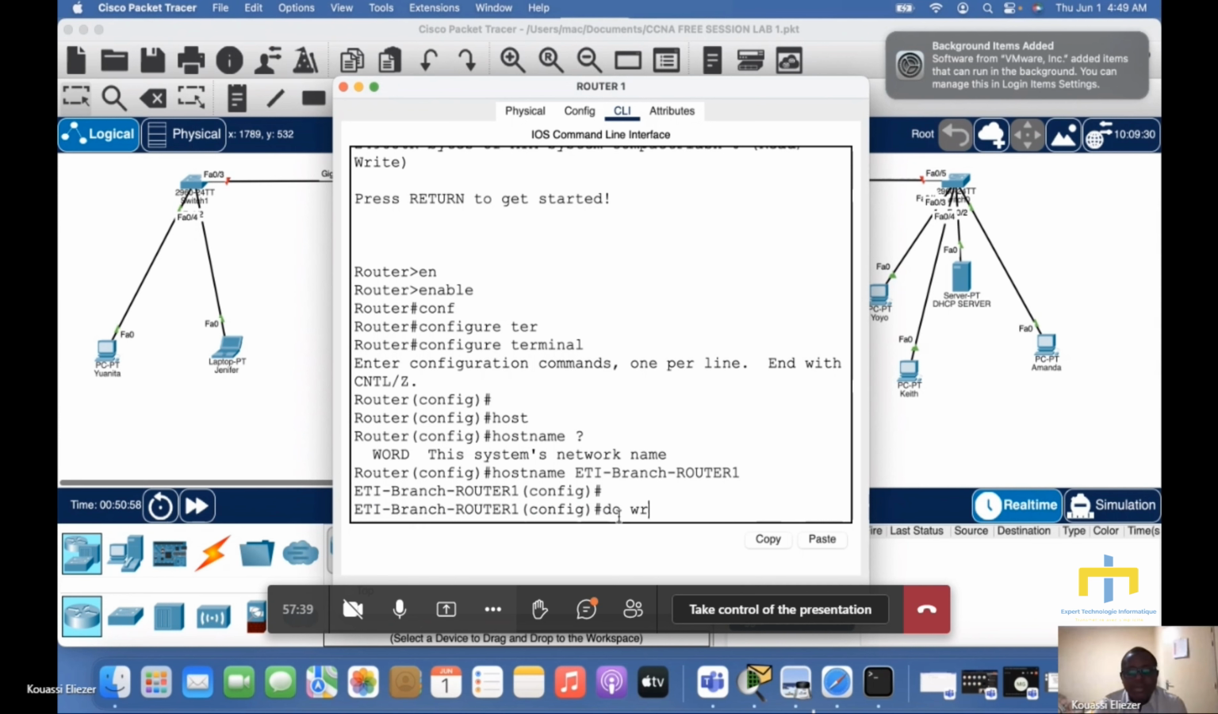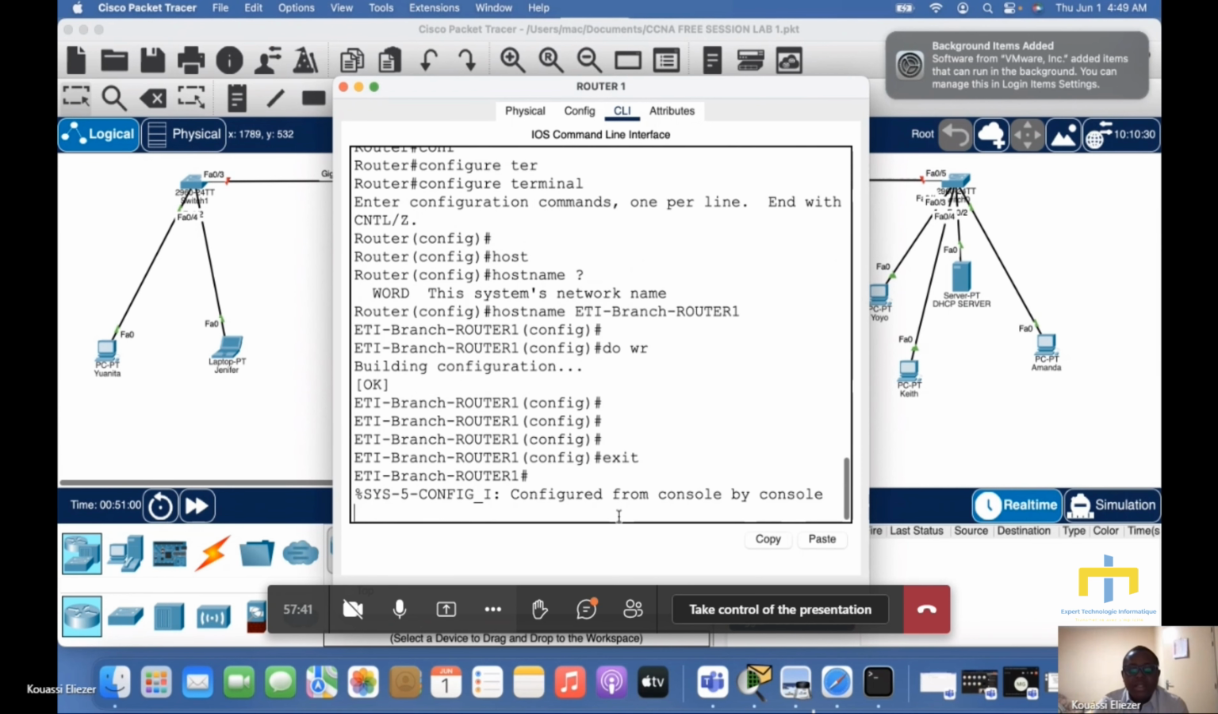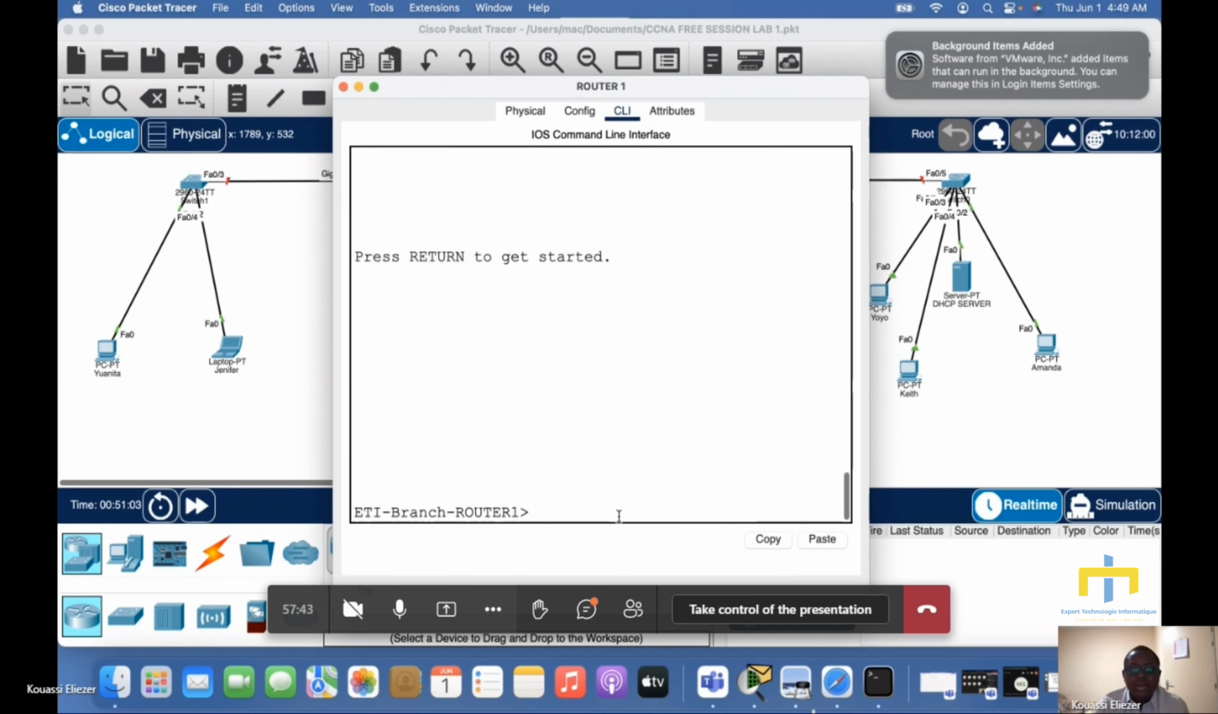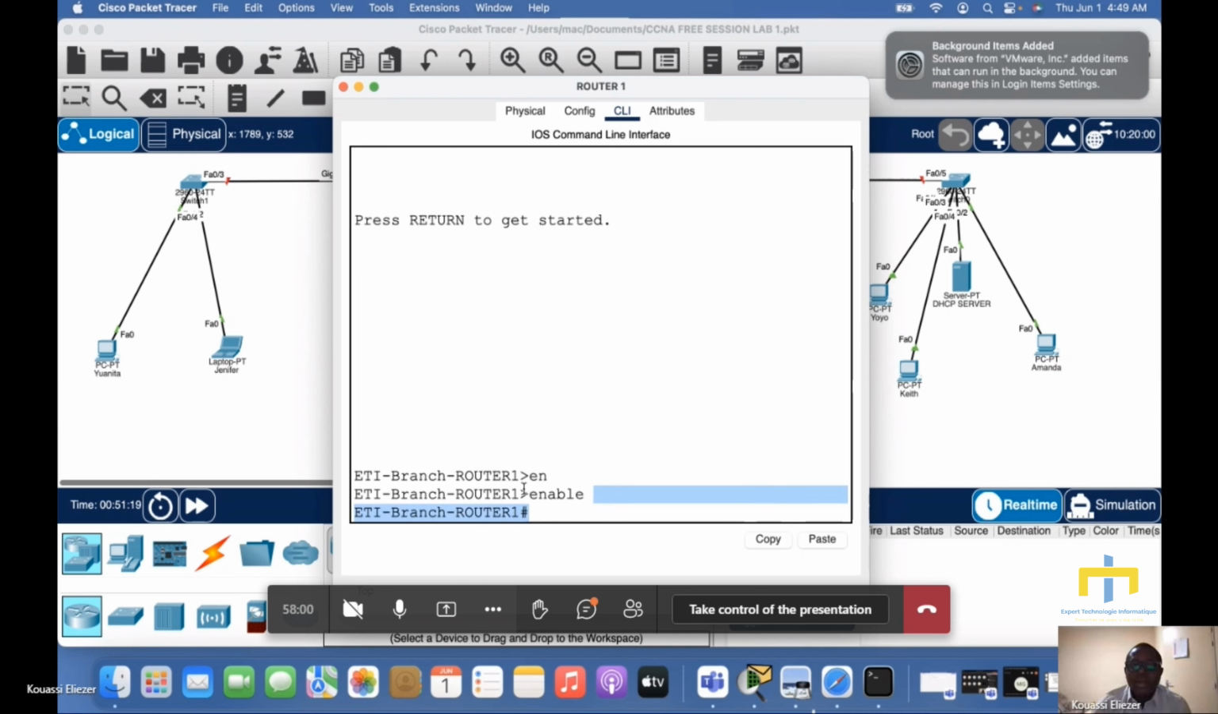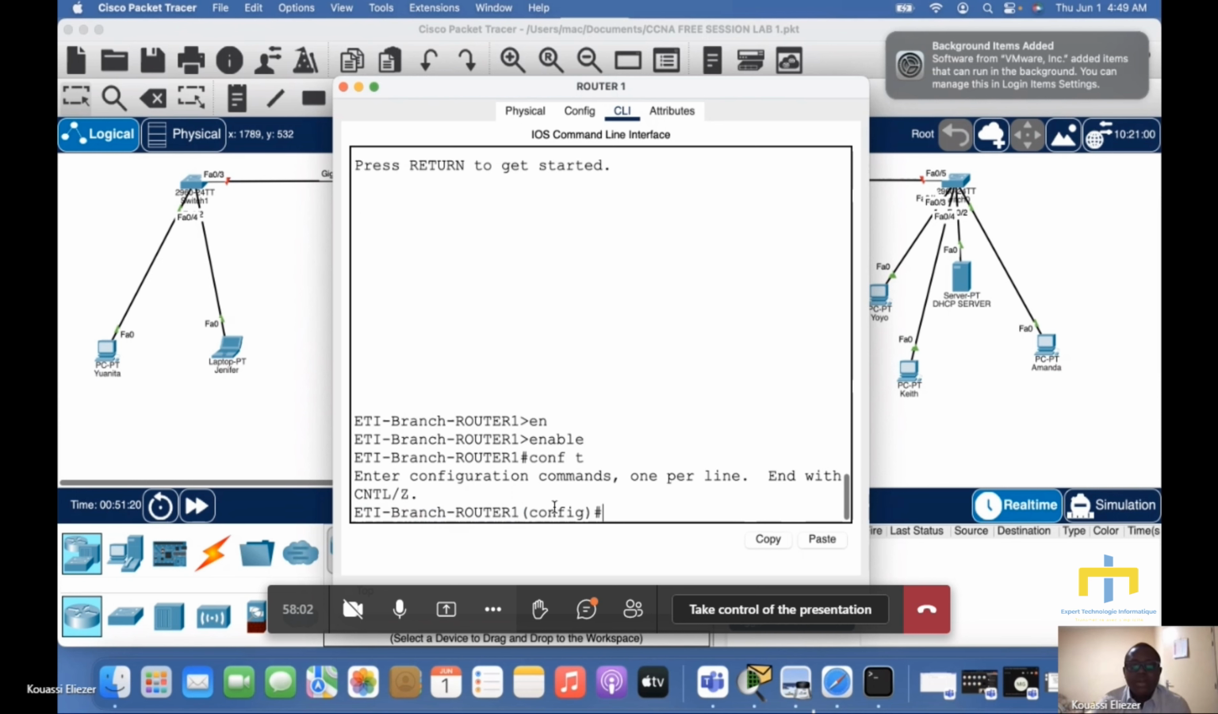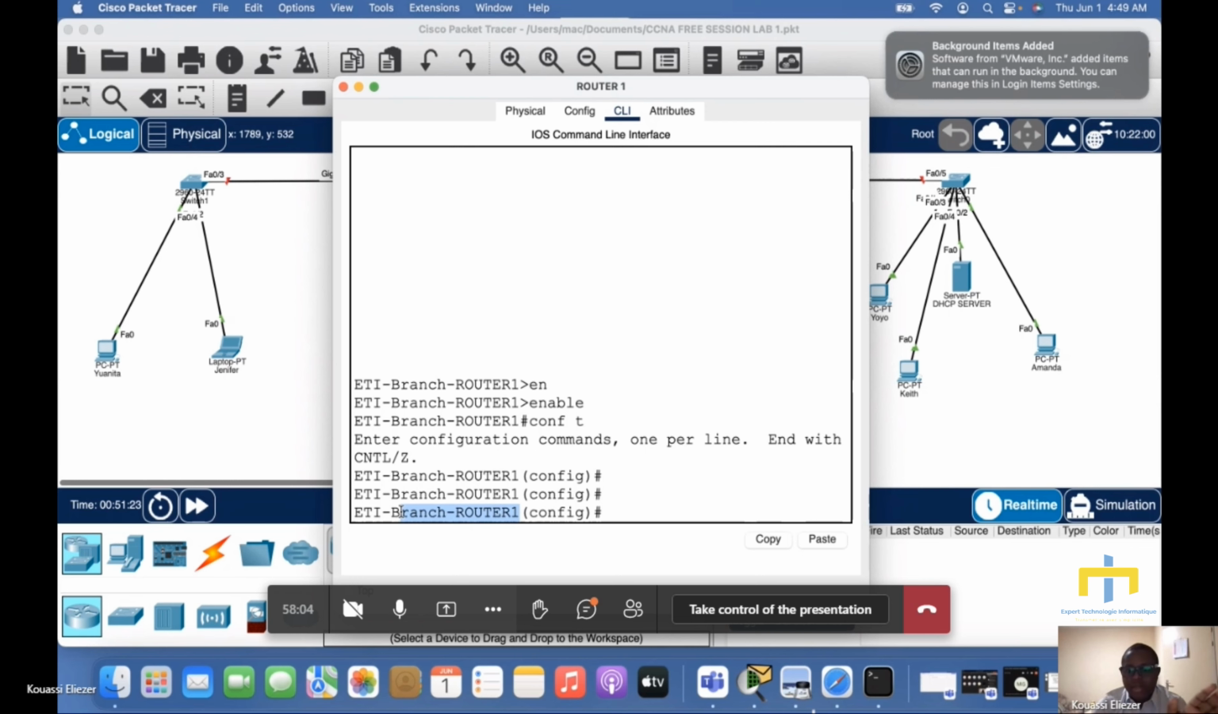So I will do save. Now let me exit again. You see, when I connect now to the terminal, what we are seeing is ETE-branch-router-1. This is good. That's what the client wanted. When I press enable and I'm in the second mode, I'm seeing that. And when I move to the third mode, I'm still seeing it. So then you have successfully answered the question.